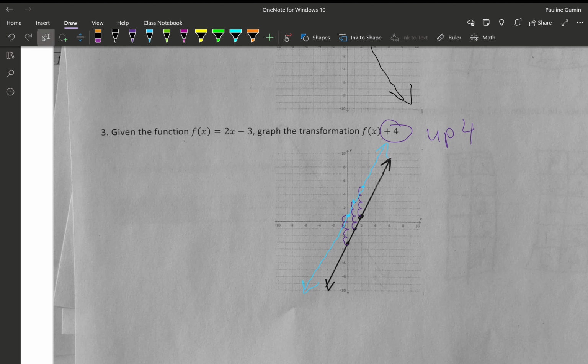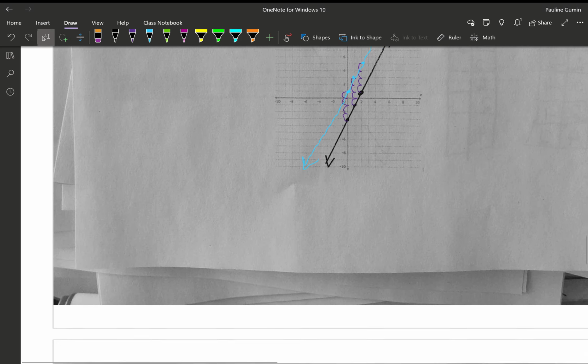Make sure you have arrows on both ends. That's very important. All right, number 4.